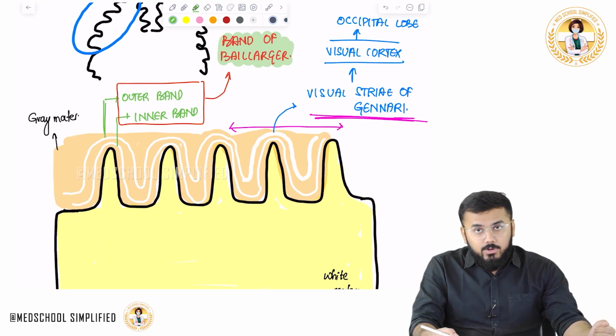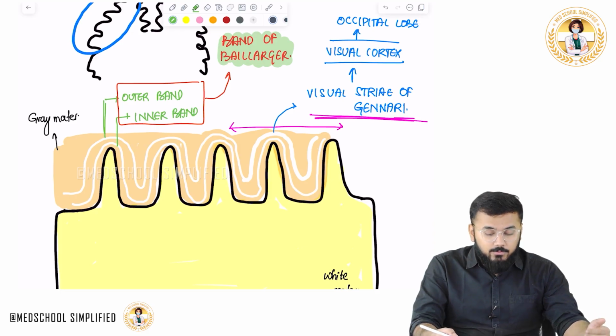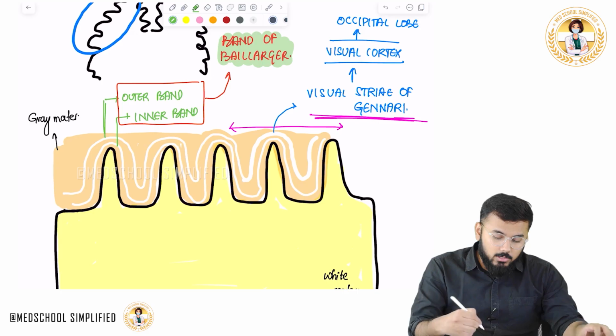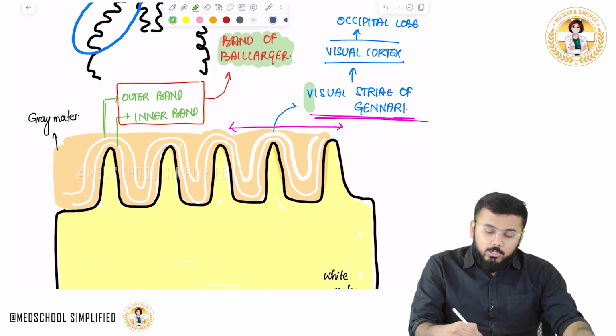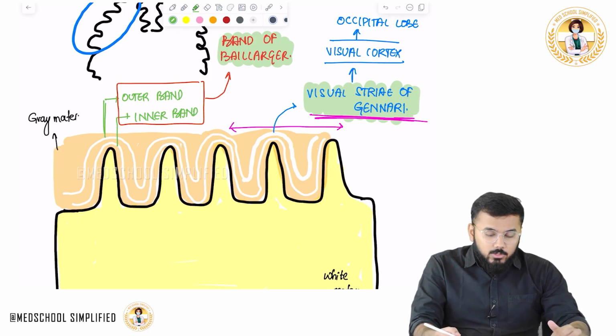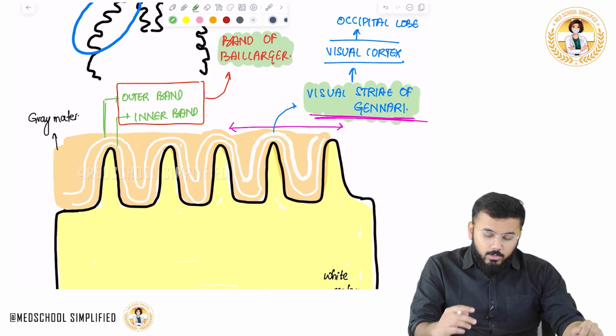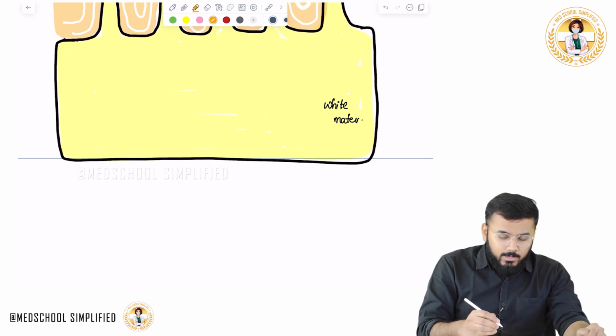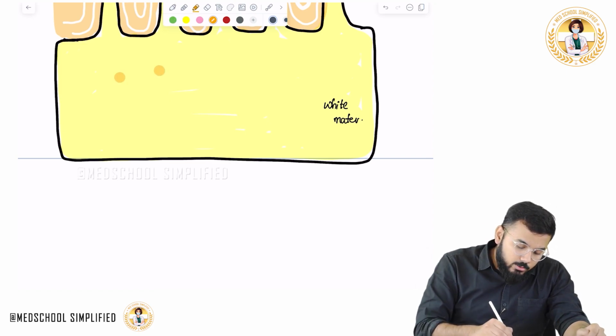And what is the visual striae of Genari? It is a specific outer band and inner band that is located in the occipital cortex. Why is this specific? Because the outer band is much thicker, so you call it the visual striae of Genari. So these are the two important things you need to know. Now apart from this, if you very closely observe the same picture which I have drawn here, within this white matter you see some dots.